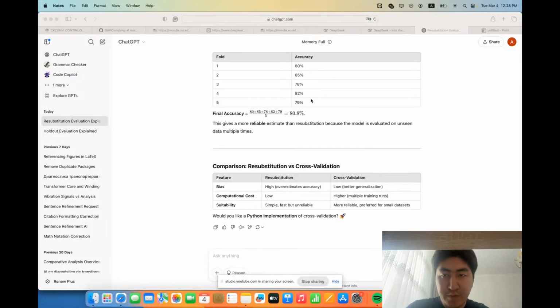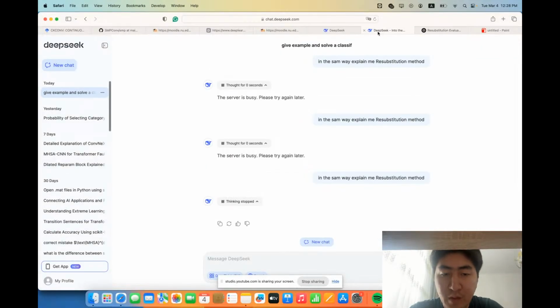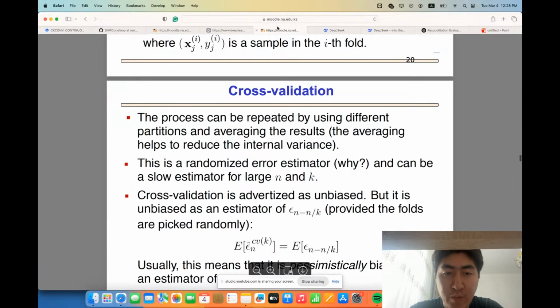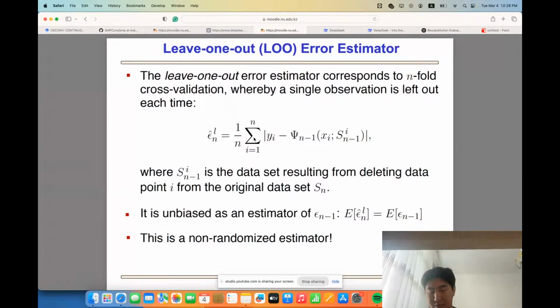Okay, we go forward. All right, so 1 hour of work, but I'm not tired yet. Okay, so let's talk about the leave-one-out error estimator.